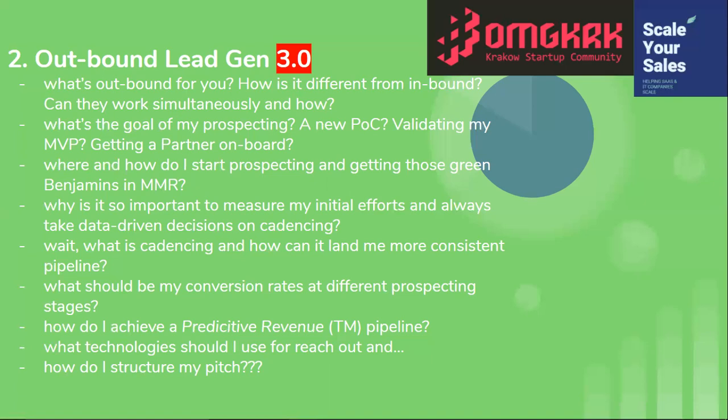Now, how do you achieve a predictive revenue pipeline? Again, it takes 60 to 90 days for you to be able to consistently ramp up a certain number of those online meetings per month. And it shouldn't be below 10 or 15, depending on your business, right?